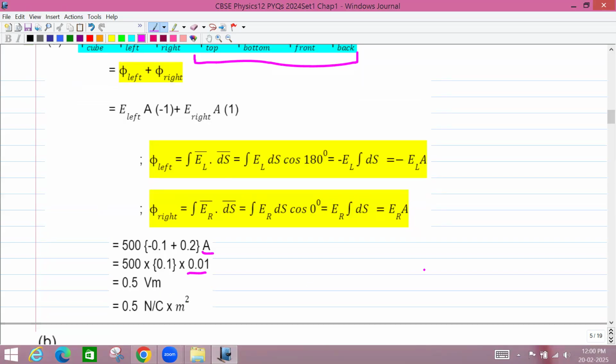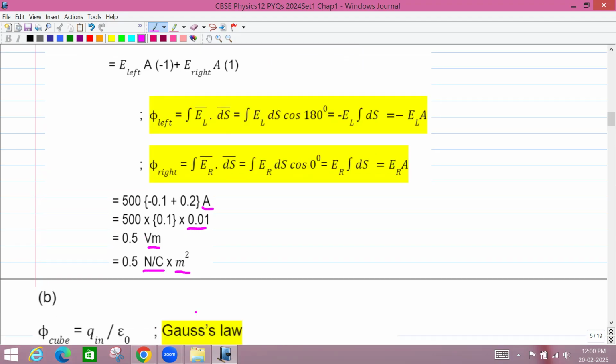The units of flux come from E dot dS. So the electric field unit is volt per meter, and dS is area, meter square. So volt per meter times meter square is volt-meter. Now the electric field is force on unit charge, so its unit is newton per coulomb, and dS is meter square. Both are the same. Volt-meter is the same as newton per coulomb into meter square. So the answer is 0.5 in SI units.